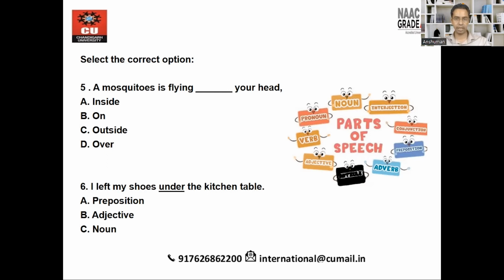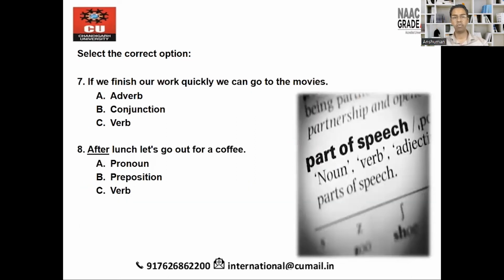If you talk about question number 6, it says, I left my shoes under the kitchen. Now, always remember words like on, in, at, under, over, besides, nearby. These are the prepositions which talk about the position of a noun or a pronoun in a sentence. So here we'll be using under as a preposition. So that is why the option is A of question number 6. Let us understand question number 7. If we finish our work quickly, we can go to the movies.